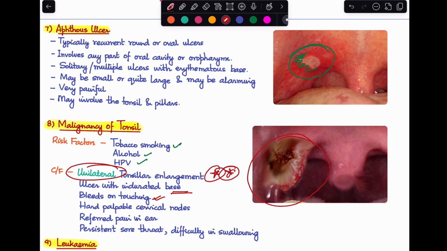This will bleed on touch, and the patient will also have hard palpable cervical lymph nodes and other histories like referred pain in the ear, persistent sore throat, and difficulty in swallowing. So these are the features that you will be seeing in a case of malignancy of the tonsil. The very important feature here is unilateral involvement, an ulcer with an indurated base which will bleed on touch, and hard palpable cervical nodes.